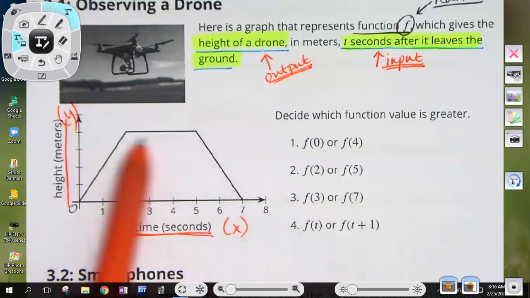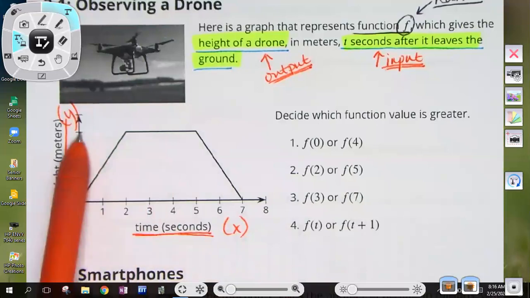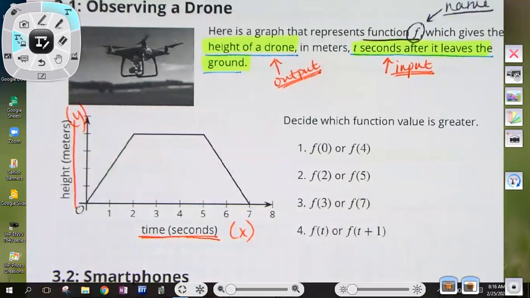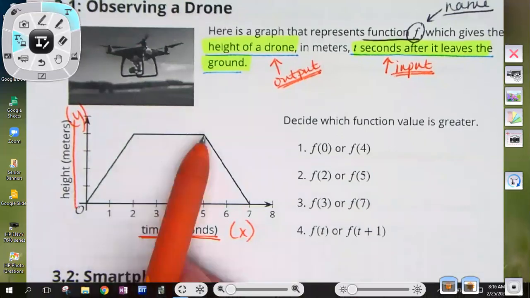It's not flying horizontally. What's the height doing? Staying the same. It's just hovering up there. It's not moving around. All right, and then what happens after 5 seconds? It decreases. It's just coming back down.